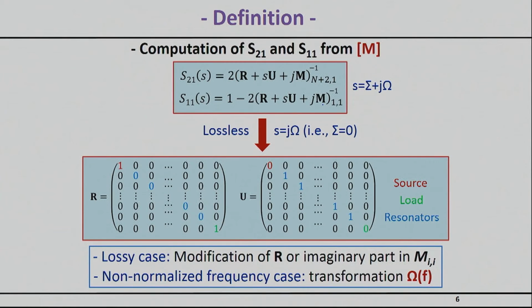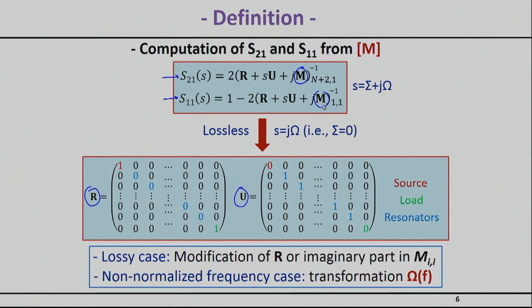All right, so these are the equations I promised you. So here's the S21 and S11, if you know the coupling matrix. The coupling matrix here is shown by this M. So this is the one that we just saw. And you need two additional matrices, the matrix R, which is shown right here, and the matrix U, which is shown right here. So matrix R is very simple.